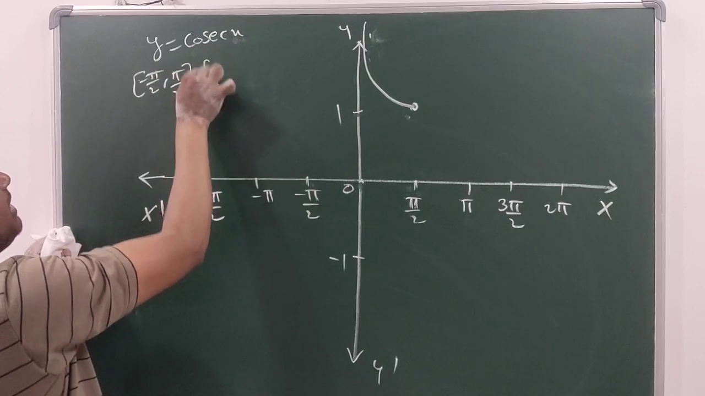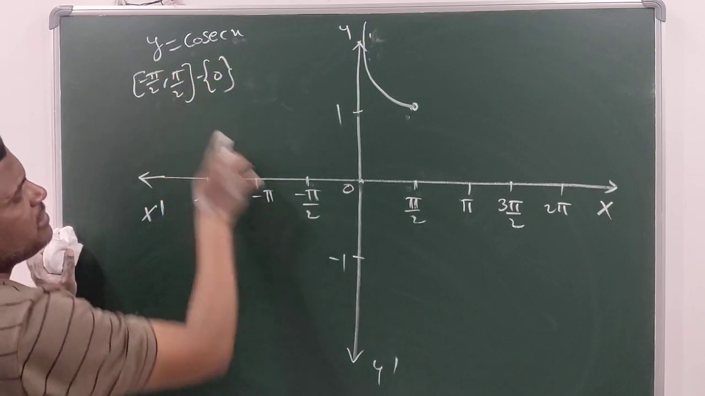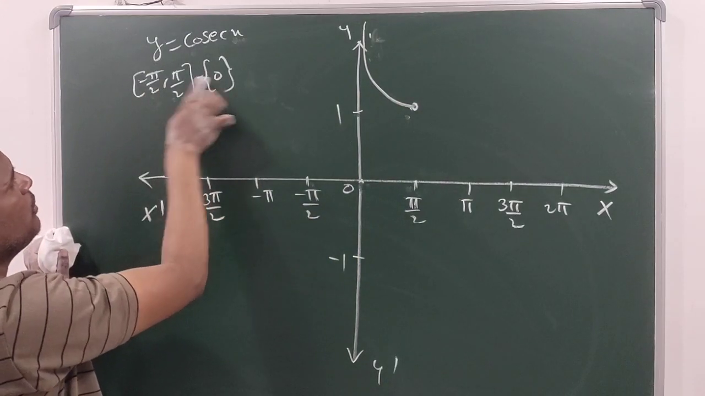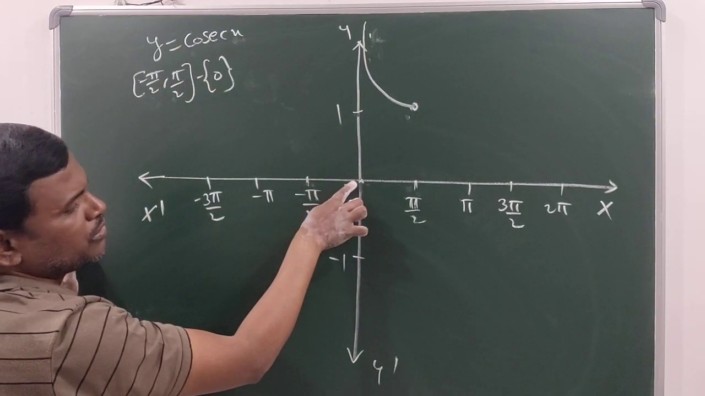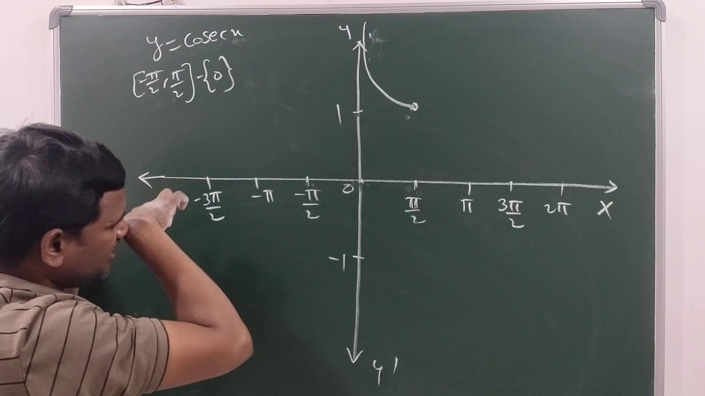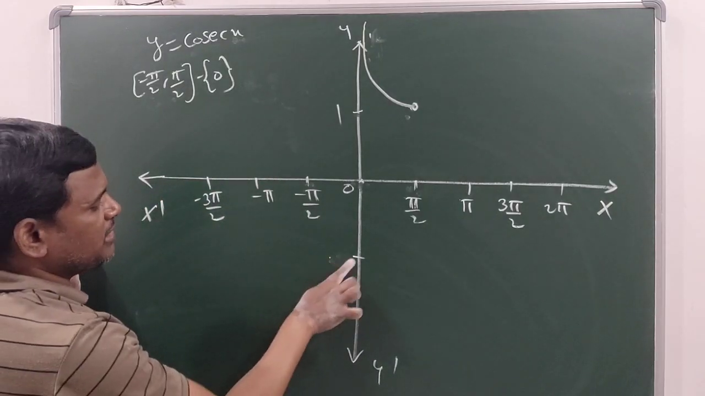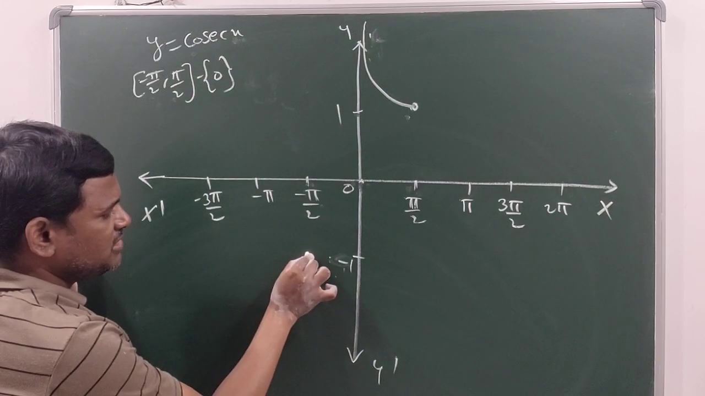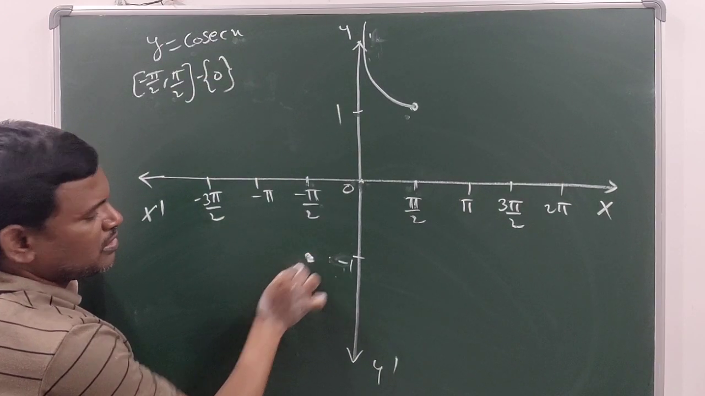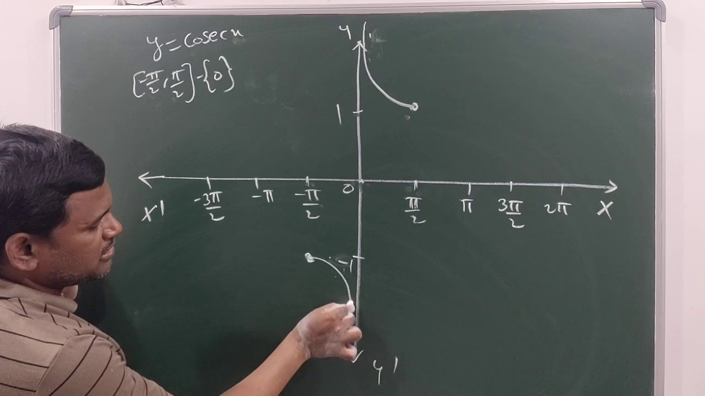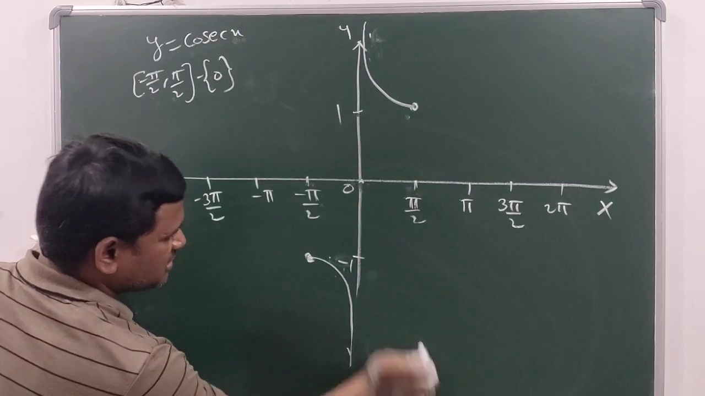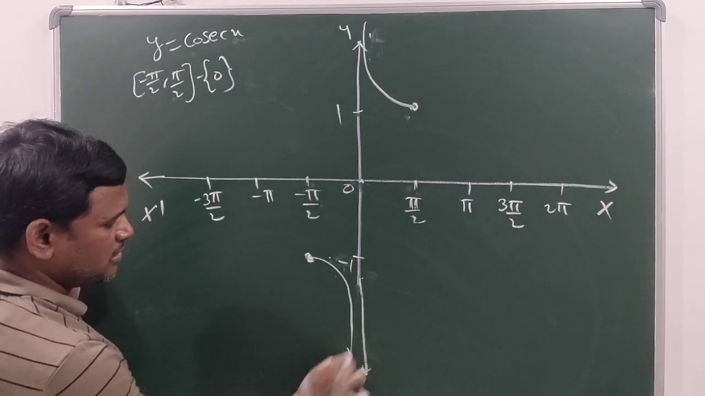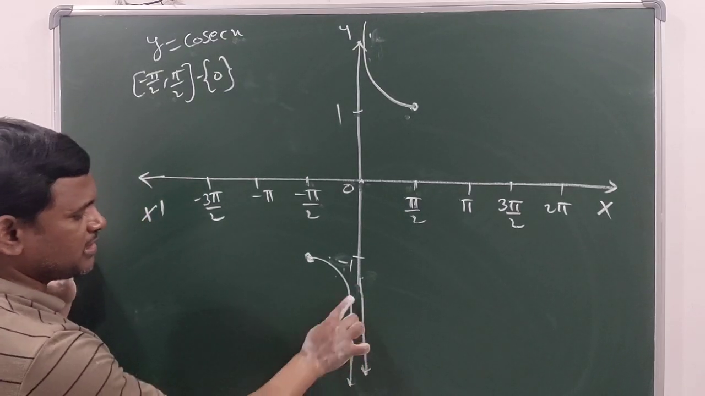But 0 is excluded, no? So first I took 0 to 90 and got the graph like this. Next I am going to the left side of 0, minus 90 to 0. So for minus 90 to 0, you will get the graph like this. When you put x exactly minus 90, minus 1 is the range. It goes like this, but it never touches the y-axis. This is the y-axis, and this is the graph of cosec x.